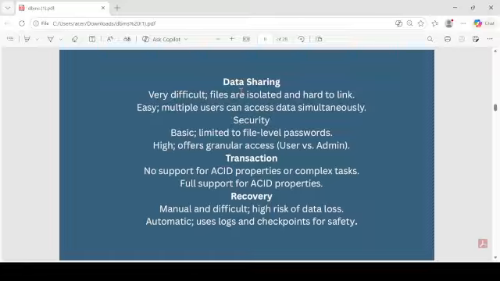Like when we go on the basis of data sharing, very high in DBMS, very difficult in file system.